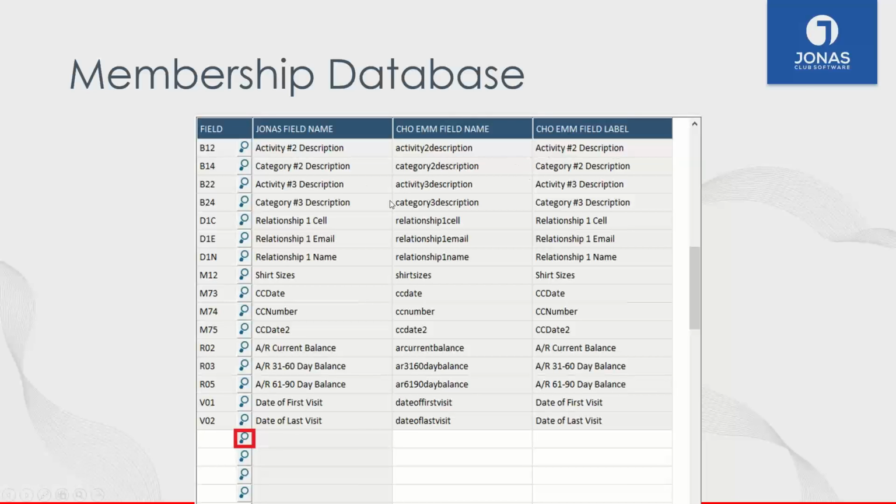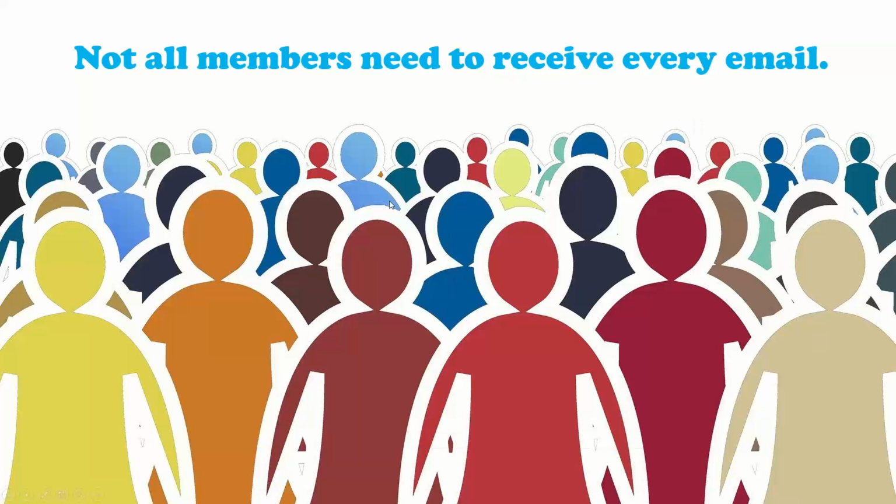So this information is going to be used to do something which I think everybody needs to be doing. And the reason is that not all members at your club need to be receiving every email that you send out. If you send them everything, chances are they're getting stuff they don't require, which causes email fatigue, which is going to lower your open rate. And chances are people are going to start to miss information that they should be seeing.